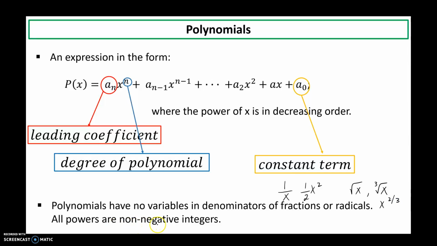All powers are non-negative integers. Okay, integers, whole numbers. So it has to be non-negative, because if I gave you x to the -3rd power, although that's an integer, to write that with a positive exponent, it would be 1 over x cubed, which puts that variable in the denominator of the fraction.